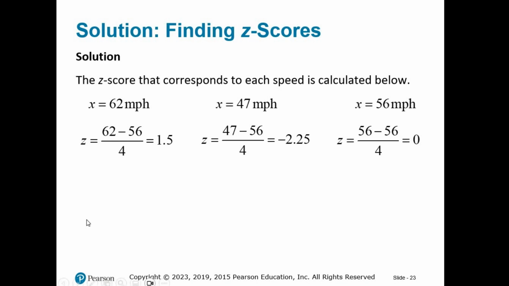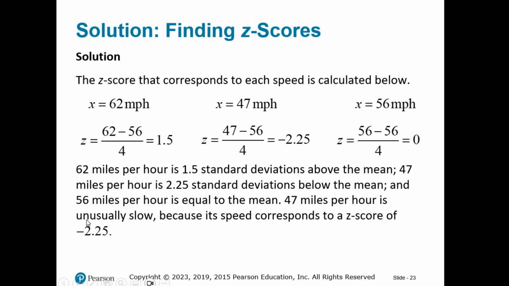62 miles per hour had a positive number, 1.5, so it is 1.5 standard deviations above the mean. 47 miles per hour is 2.25 standard deviations below the mean because it was negative. And 56 miles per hour is equal to the mean. 47 miles per hour is unusually slow because its speed corresponds to a z-score of negative 2.25. Remember, we said that anything further than 2 standard deviations away from the mean is unusual.